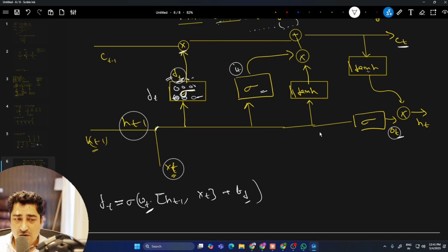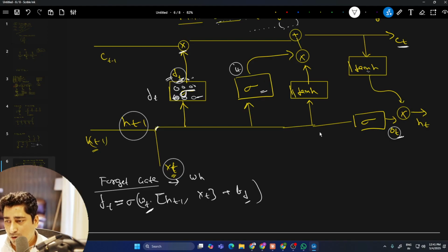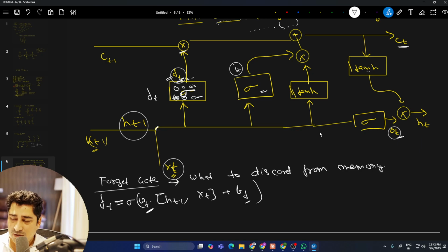Now, what will be the roles and responsibilities of this forget gate? This is the forget gate. It will always try to learn what to discard from memory, meaning what to forget, because I can't keep all the context.